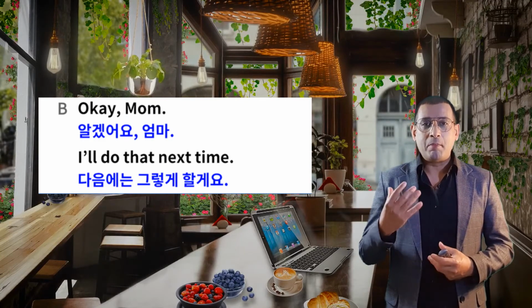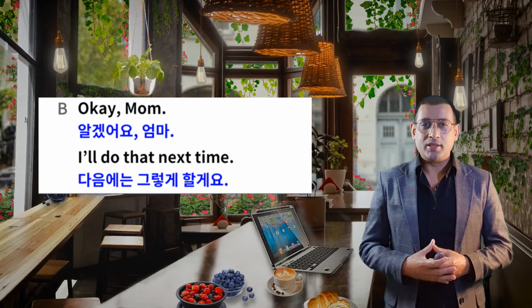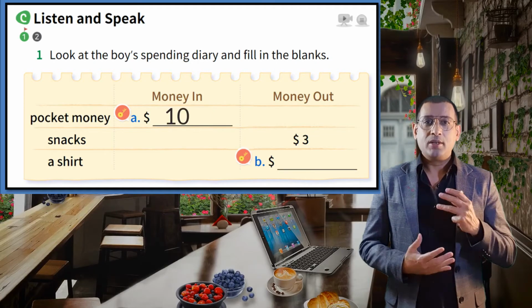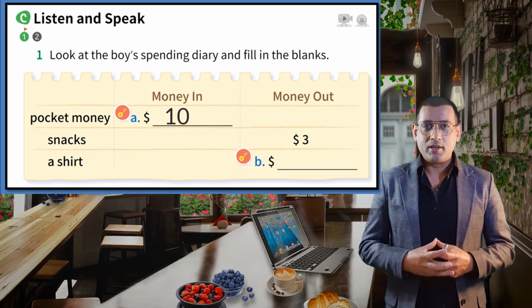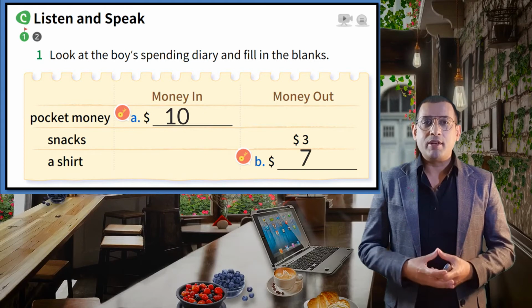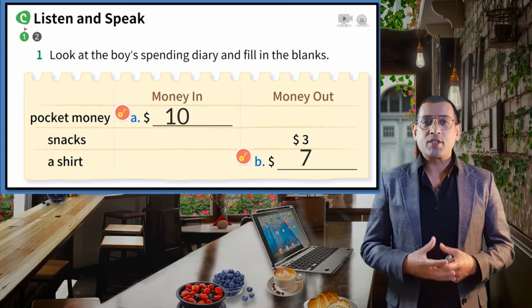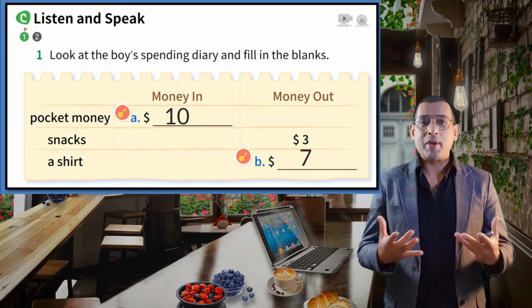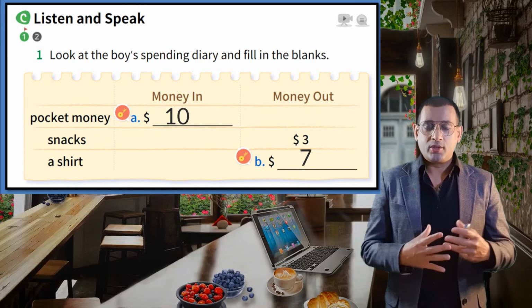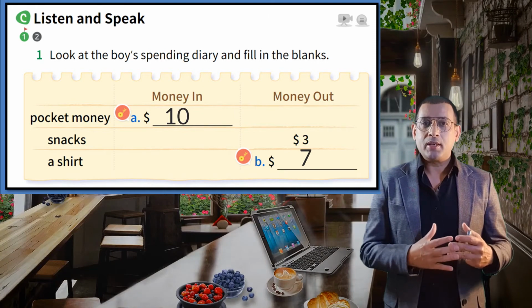Interesting dialogue between mom and her son. So what are the answers? How much is his pocket money? Right, it's $10. And how much is a shirt? Right, it's $7. And he bought snacks for $3. So he spent all his money. So his mother said, you should make a shopping list.